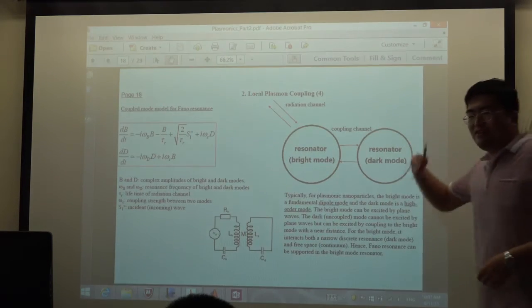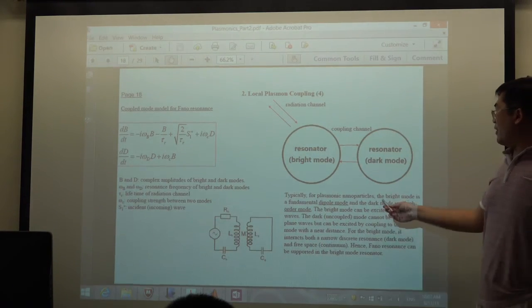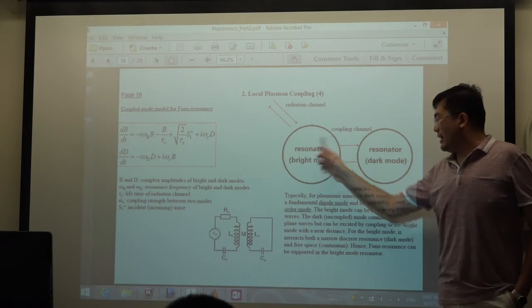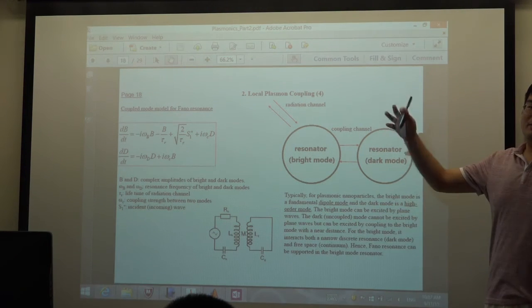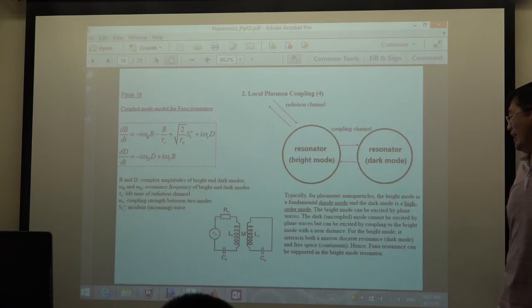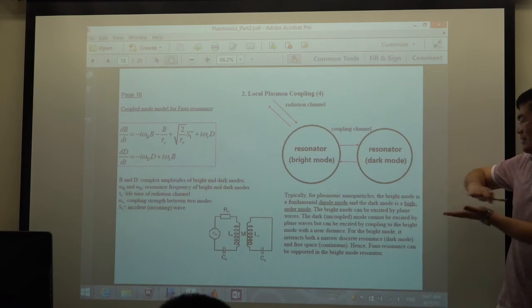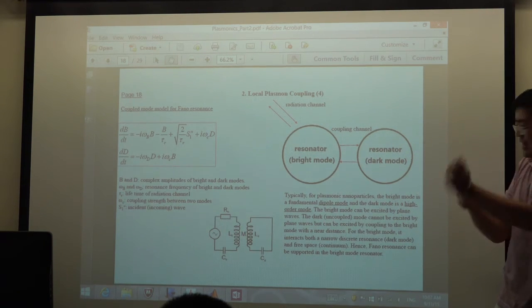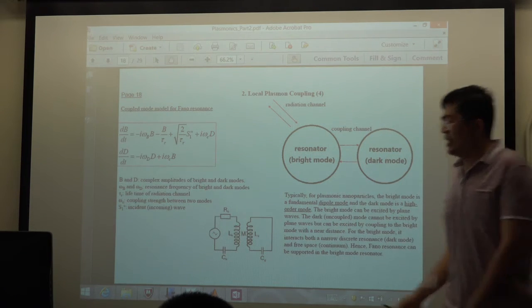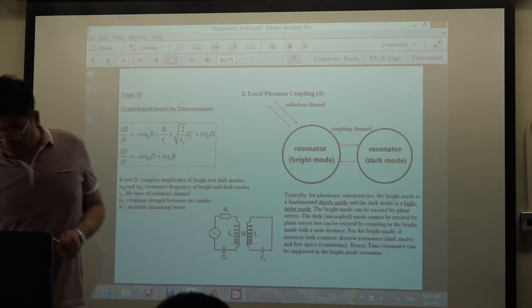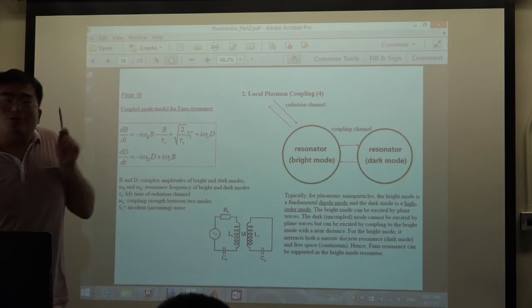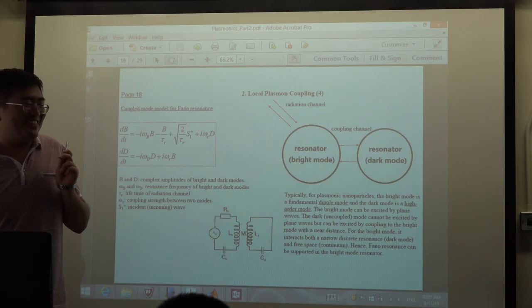This part has spherical meaning. Typically, for the bright mode, it's the dipole mode, and for the dark mode, it's a high order mode, like a quadrupole mode, which you cannot excite directly. But the bright mode, the dipole mode, can be excited, and when they are close to each other, through interference, they have a spherical resonance. So let me calculate, because you don't have an assignment. So listen carefully, I will give an assignment.